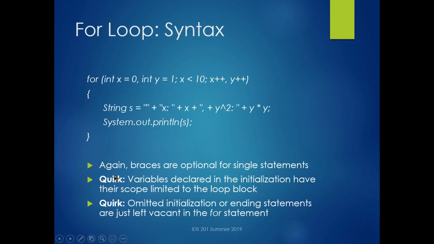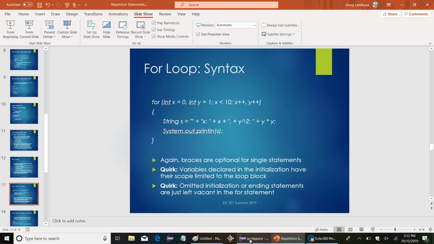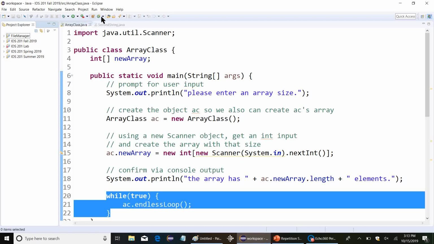So, interesting quirk about Java. We can discuss this during lecture sometime. Any variables declared in the initialization of a loop have their scope limited to the loop block. So this is one of the weird cases where you can actually have double declaration within a method. So I'll do a simple new class here.